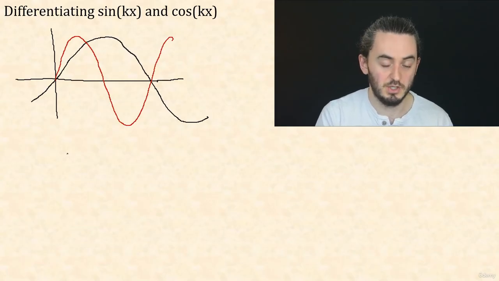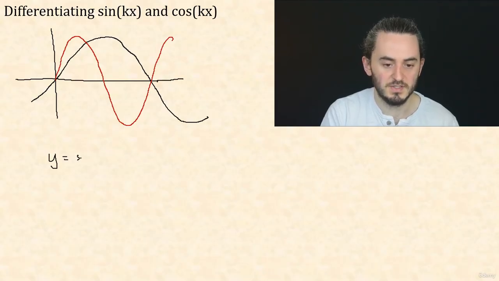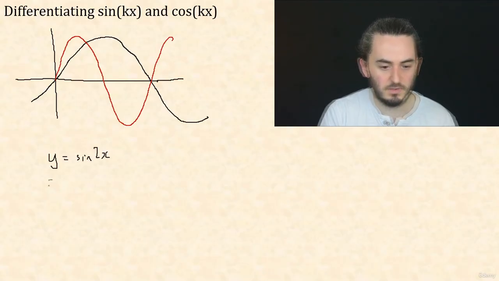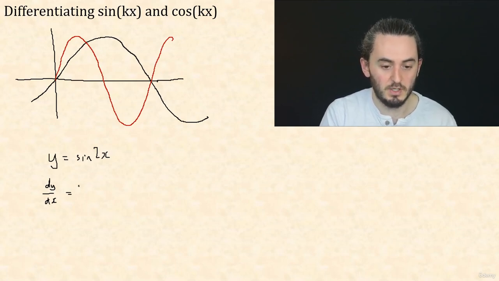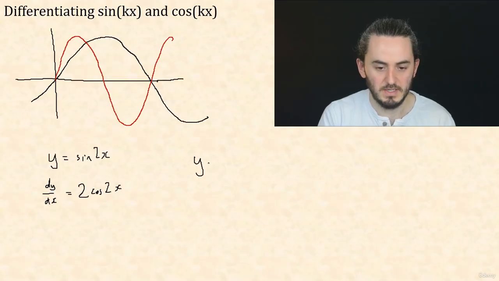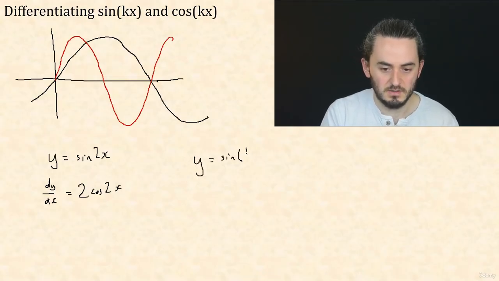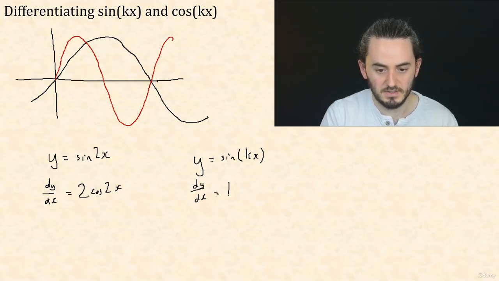What this tells us intuitively, we haven't quite proved it, is that if y equals sine of 2x, the gradient dy by dx is double what it would have been if it were just sine x. The derivative of sine x is cos x, so the derivative here will be 2 cos 2x. So it's not just cos 2x, it's double that. We can generalize this as follows. If y is sine kx, where k is a constant, the derivative of that is k times cos kx.